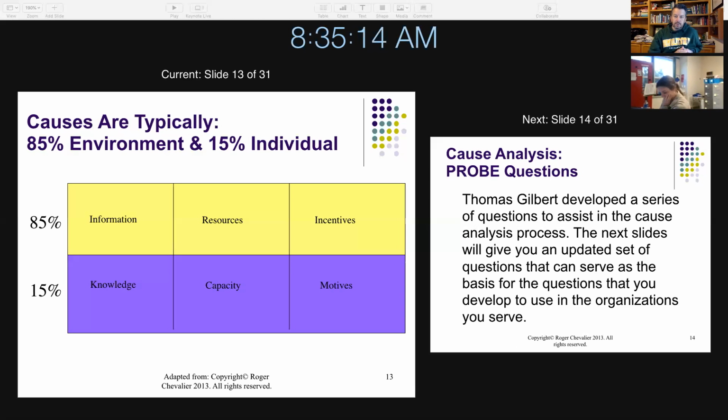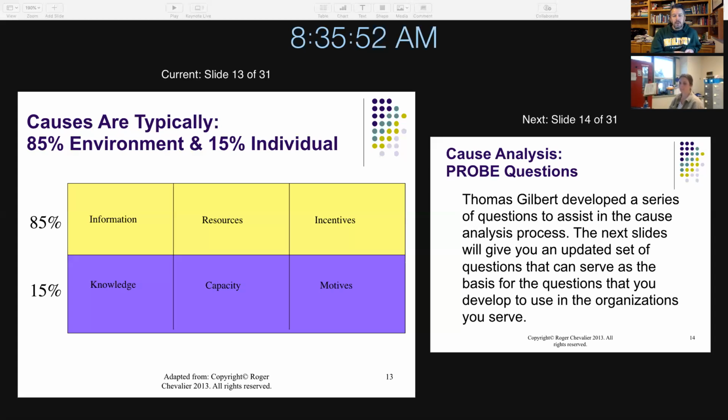Those are the resources, and then incentives, of course. Johnny needs incentives to do his homework. So that might be, hey, you're not going to be on your phone or your video games until you complete your homework each day. That's an incentive. You got to build those into the system, right? So you can see how a problem like that is really in the environment and not in the individual.